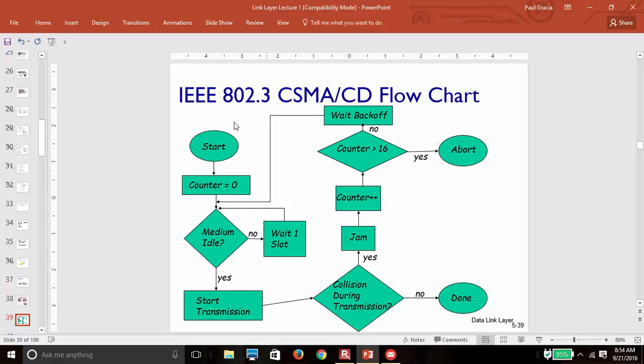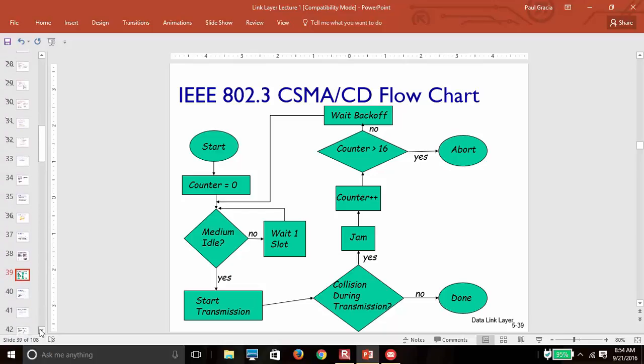And if we have collisions, we will run through this loop 16 times. If it gets greater than 16, then we just say, forget about it, we're going to abort. And then usually some sort of error message is going to get sent back up the protocol stack, basically saying that we weren't able to send. And it's up to the application to resend at that point.